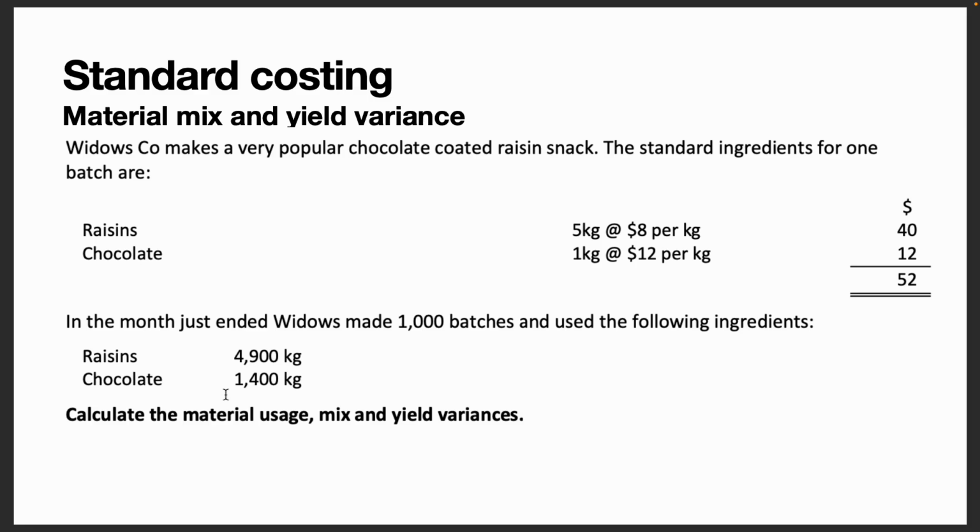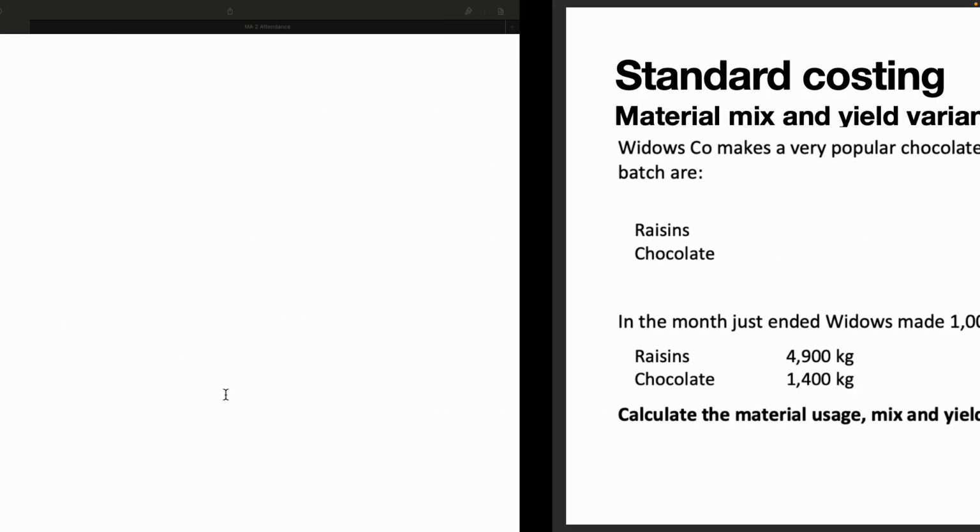Widow's Co. makes a very popular chocolate coated raisin snack. The standard ingredients are raisin 5 kg, chocolate 1 kg, and the cost is so much, and therefore it costs you a material cost of 52. In the month just ended, Widow made 1,000 batches and used the following ingredients. So one batch should use so much. Calculate the material usage variance. There will be a material price variance and a usage variance. Let me show you how that would be shown in the system.